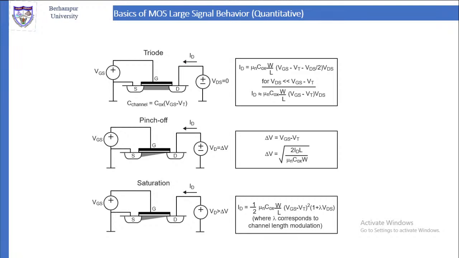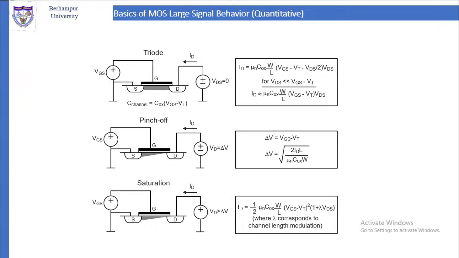So when VDS is much less than VGS minus VT, then ID is approximately equal to mu n C0x W by L into (VGS minus VT) into VDS, using this approximation. Mu n is actually the mobility for n-type doping. So in the triode mode, this expression is valid.